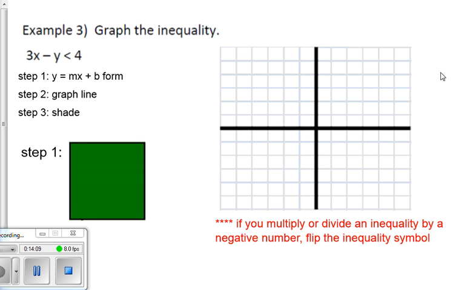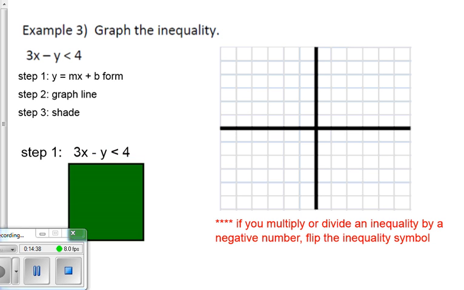Let's look at another example. We need to graph the inequality 3x minus y is less than 4. Like before, our first step is always to get this into the y equals mx plus b form. For this one, we have to do a couple steps of work, because it's not given to us as y equals mx plus b. So we start with 3x minus y is less than 4.